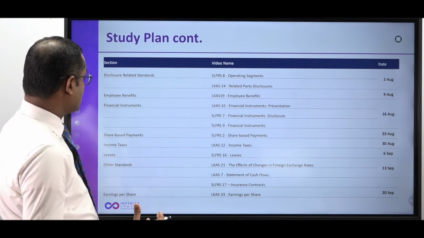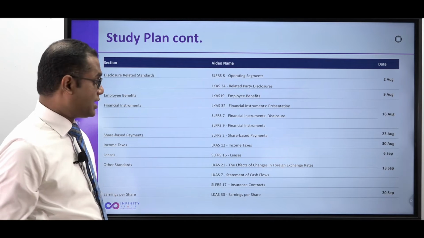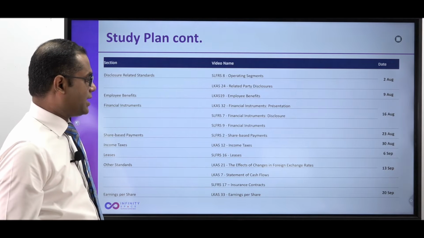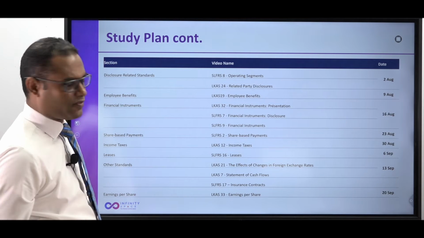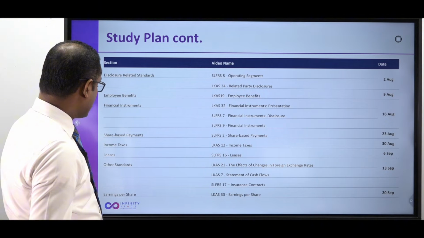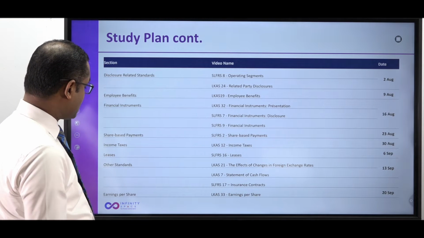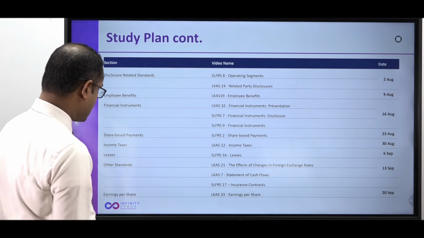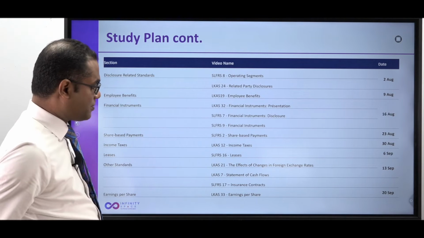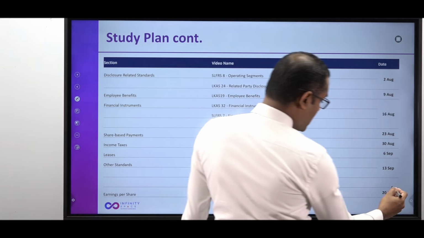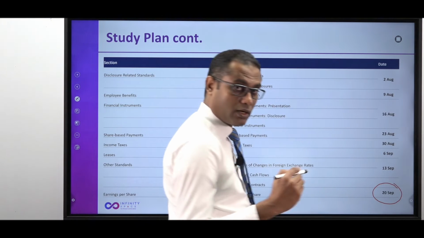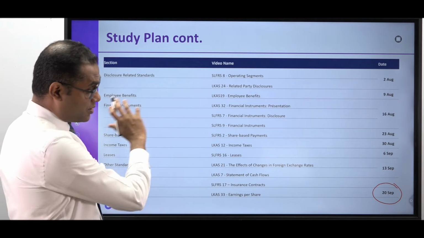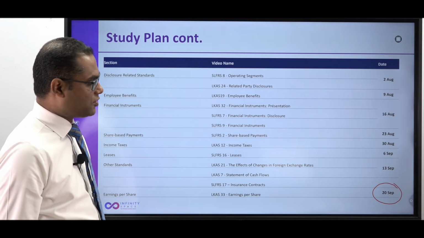Then employee benefits, financial instruments, another important area of the syllabus. There are 3 standards relevant to financial instruments, LKAS 32, SLFRS 7 and SLFRS 9. So thereafter, share based payments, income taxes, leases. There are other standards, 3 standards there. And finally, earnings per share. So by 20th of September, all videos relating to the accounting standards are completed. That means 50% of your syllabus is completed by 20th of September.